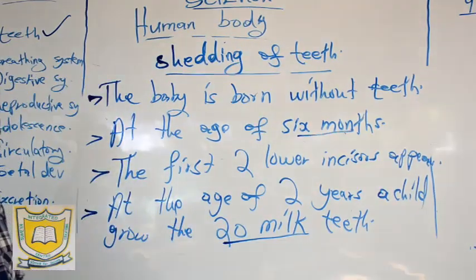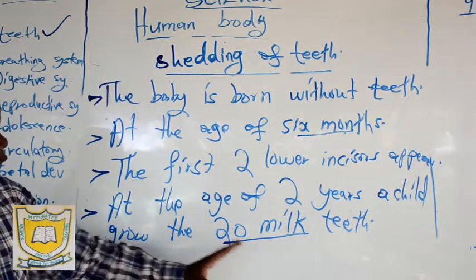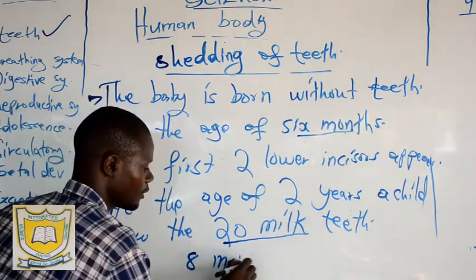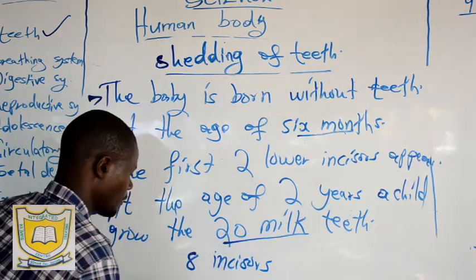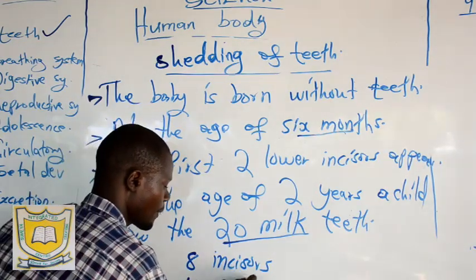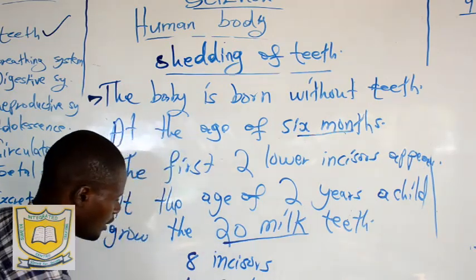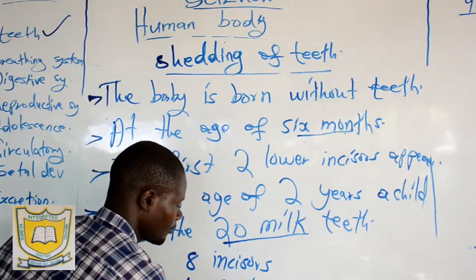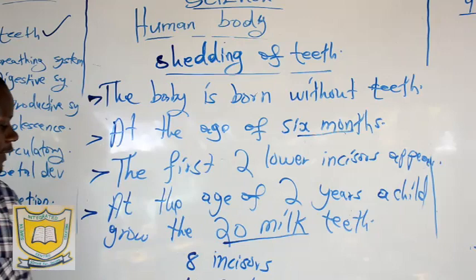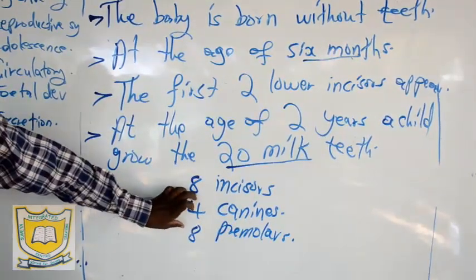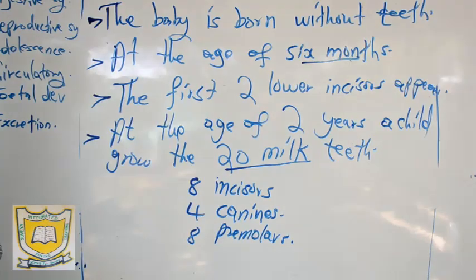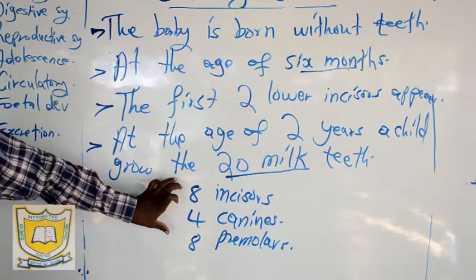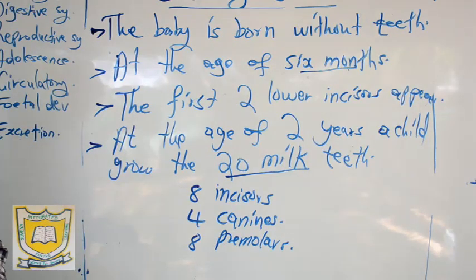Now, that is the first set of teeth, of which we have said the 20 milk teeth comprise 8 incisors, 4 canines, and 8 premolars. That is the first set of teeth: the 8 incisors, the 4 canines, and the 8 premolars. It is known as the primary, the temporary, deciduous, or milk teeth.